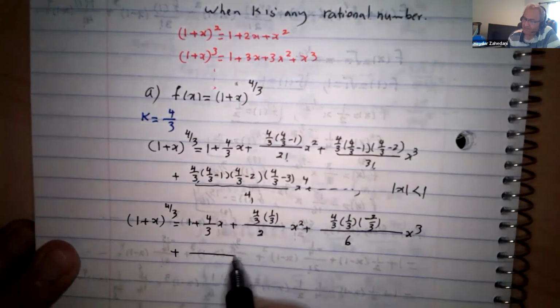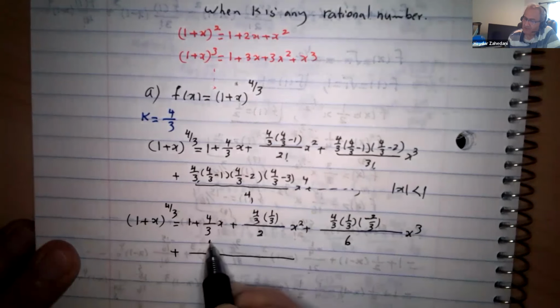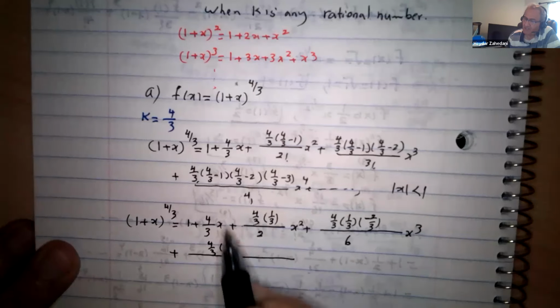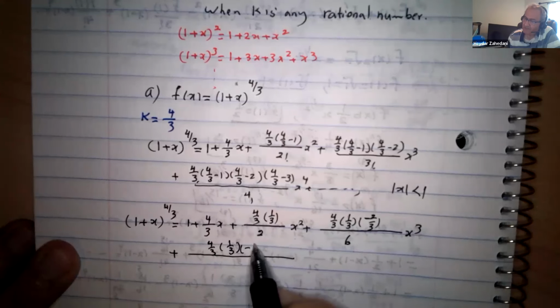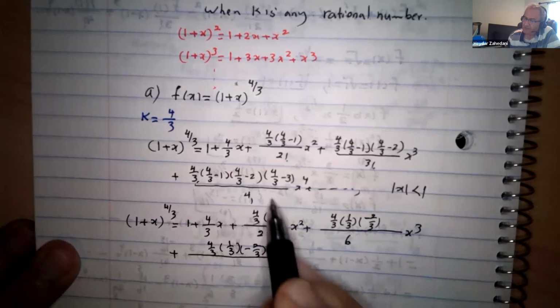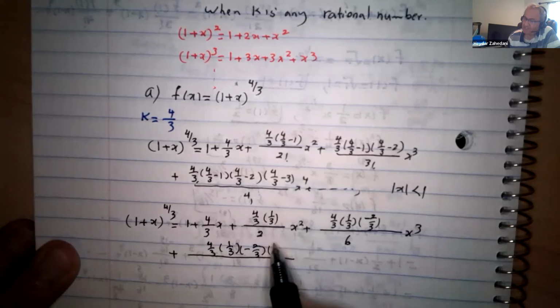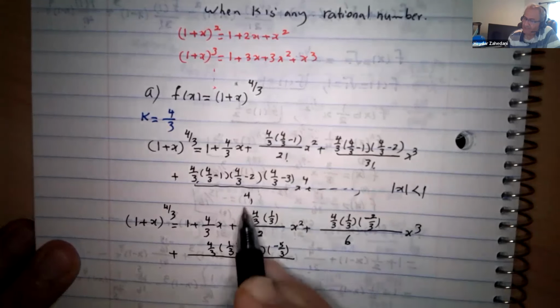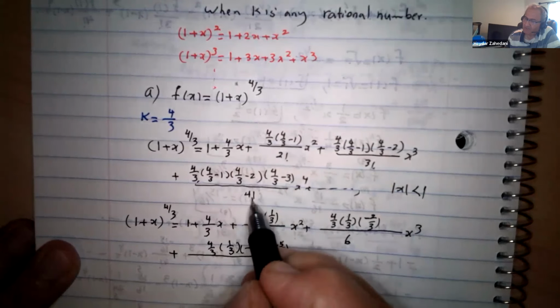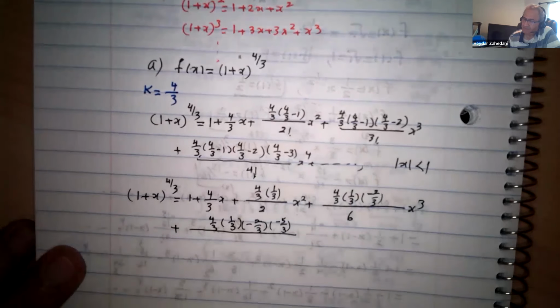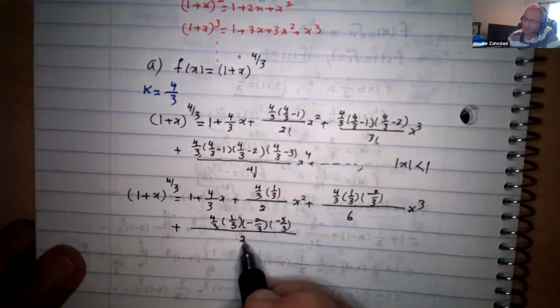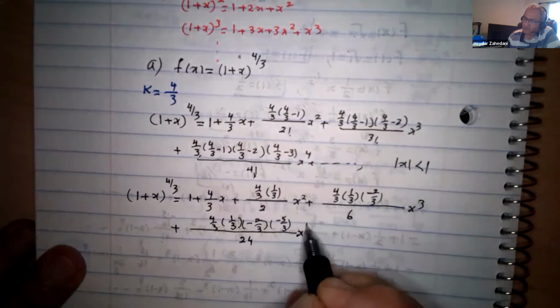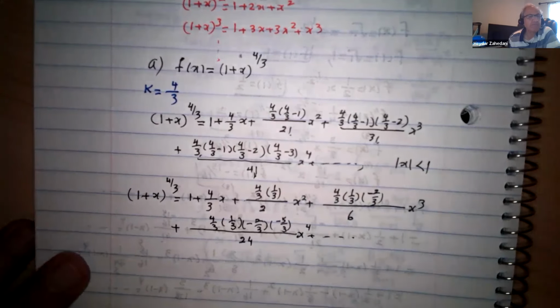Plus, you continue here, you have the 4/3, 1/3, negative 2/3. The last one would be like 4 minus 9, which is a negative 5/3, divided by 4 factorial. 4 factorial is going to be 24, x to the 4th, etc.